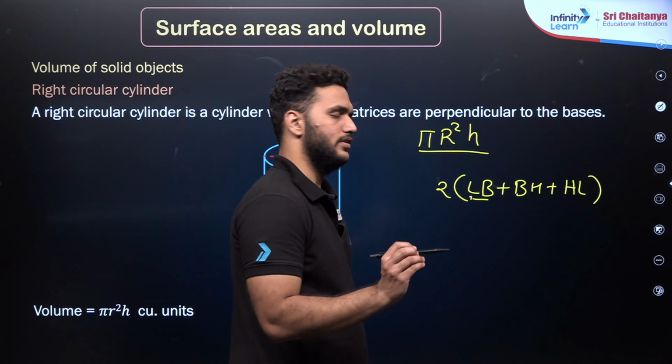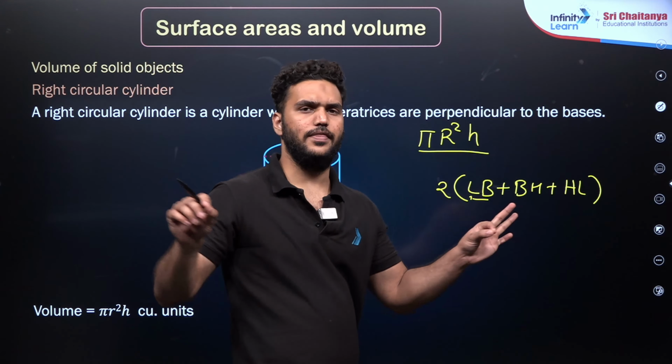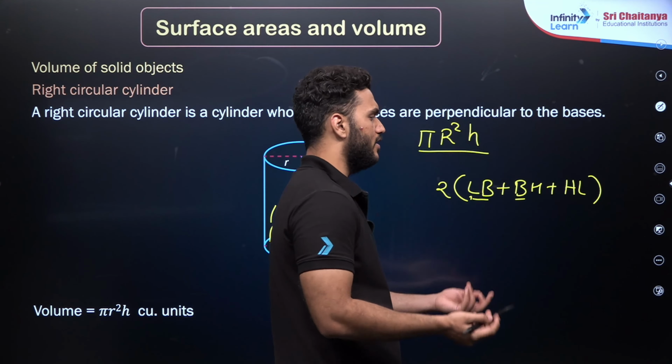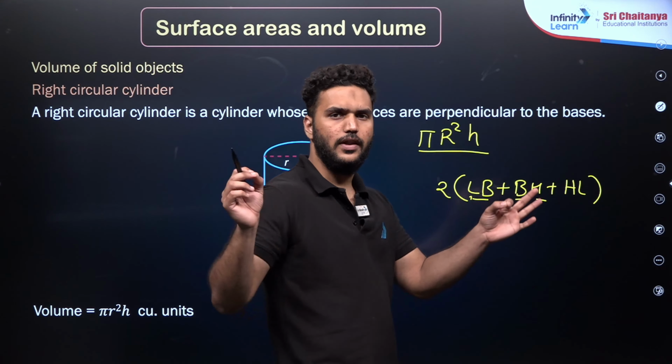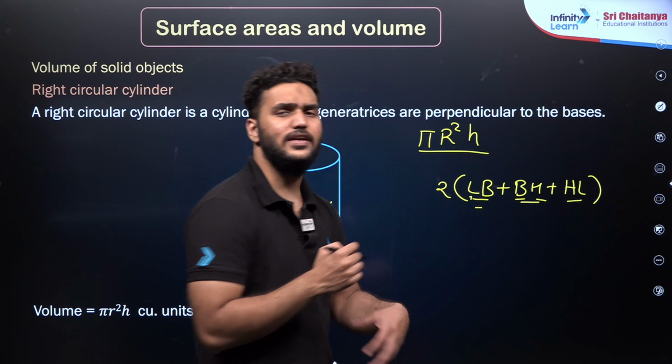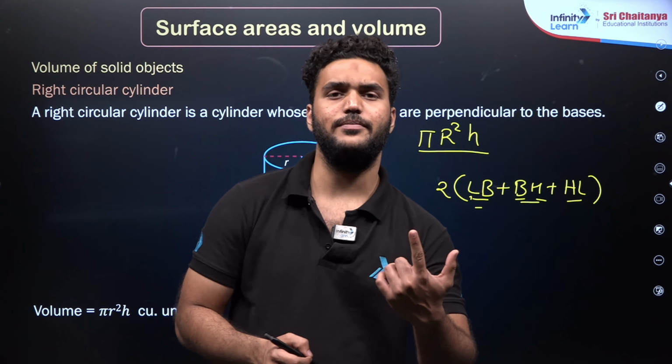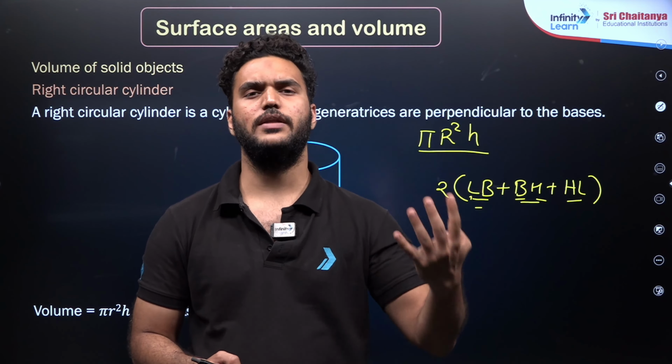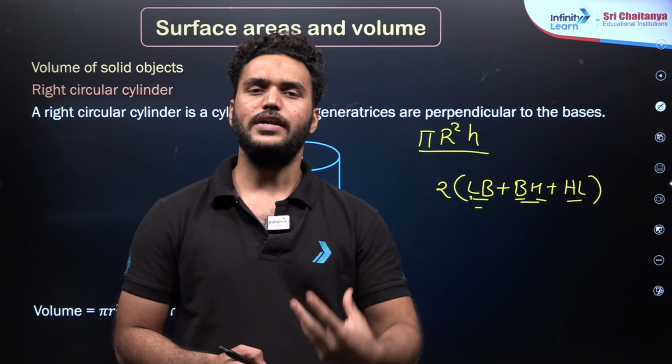Length is what? Some kind of length. Breadth is what? Some kind of length. Height is what? Some kind of length. Every time you are getting length square. That's why in the case of area, you get centimeter square, meter square, kilometer square, mile square and all. You can take any example.